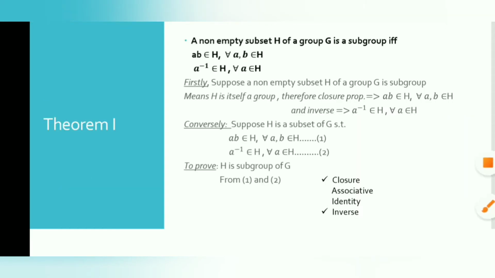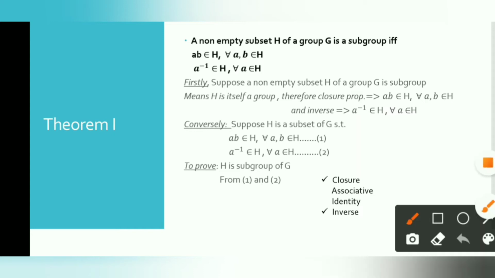Now we check the theorem. This is a very important theorem. This is also known as the criteria of being a subgroup. So if H is any subset of G, then it will become a subgroup if and only if these two properties hold. If and only if means we have to prove the result both ways. First we take H to be a subgroup and prove these two things. Then we take these two things to be true and we will prove H is a subgroup.